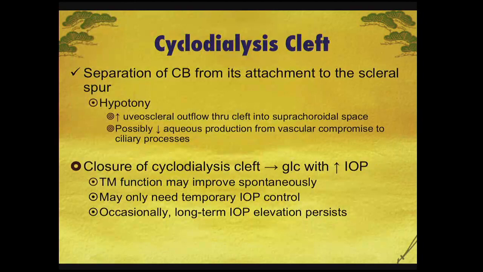Cyclodialysis clefts occur when the ciliary body separates from its attachment on the scleral spur. And the first thing you're going to see is hypotony, and it can be a really, really low pressure: 0, 1, unmeasurable pressures even. And that's because basically all the aqueous humor goes into the cleft and into the suprachoroidal space.